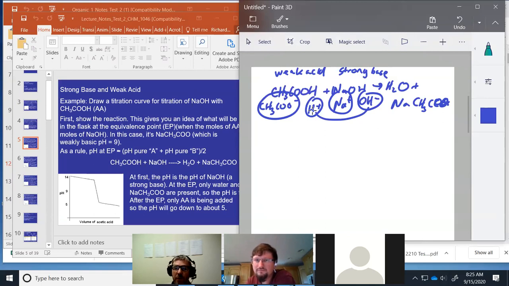That still doesn't preclude us from figuring out what it combines with on the other side, because the H plus will always combine with the negative species on the other side, which in this case is going to be the OH minus. And then the Na plus combines with the negative species on the other side, and that gives us our other product. Does anybody have any questions?